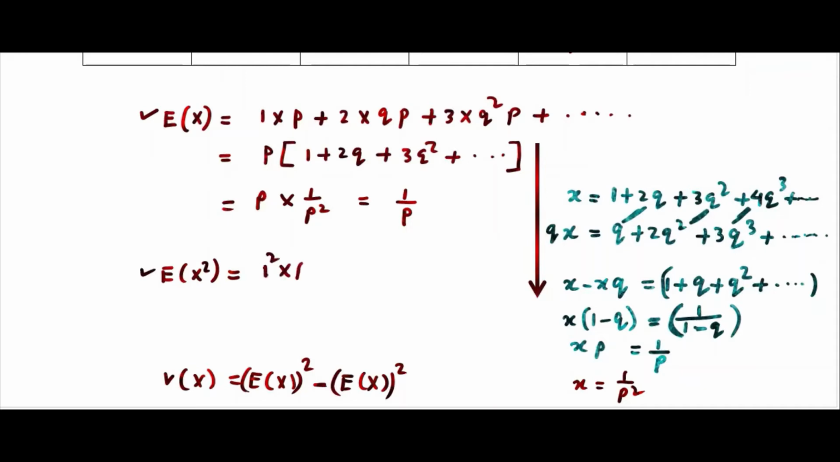1 square multiplied by P, 2 square multiplied by QP, 3 square multiplied by Q square P. That way it will go. And it's similar to this. Once you have done this one, this will be very easy for you. Take P common, okay? 1 plus, if you take P common, you will get 4Q if you check here, okay? Then if you see the next one, you will get 9Q square.